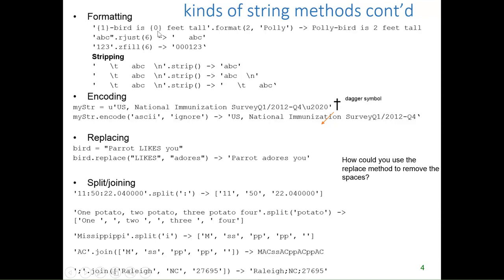It's the return value. Usually you want to store this return value in a variable or maybe print it out. This particular example fills in the blanks and returns the string that says polybird is 2 feet tall. You could use an assignment statement to store this sentence for use later.